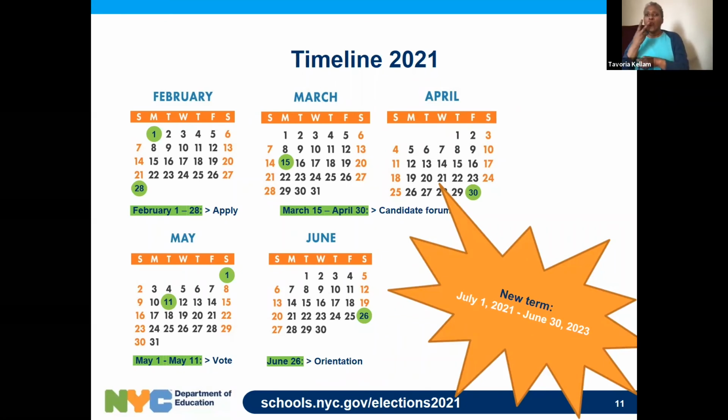And then in May, we vote. Right now it's from May the 1st to May the 11th, but it's usually extended for a few days. Sometimes in the past, we needed to hold runoff elections. We're not sure if that will happen because our electorate is different, but we have plenty of time before June 26th, which is when we hold an orientation. Our new members are sworn in and they begin their 2-year term on July the 1st.